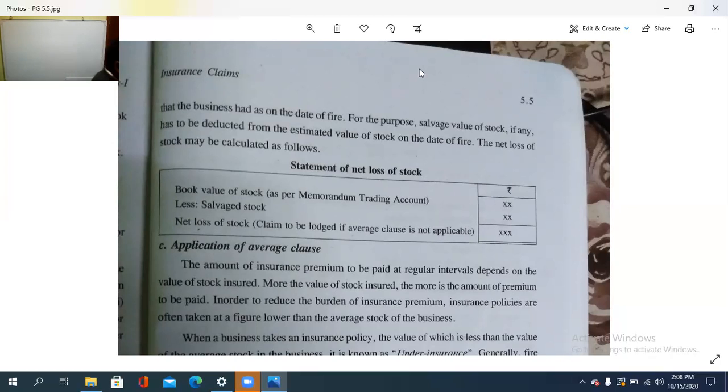ഇത് മാത്രം, അതായത് ചില ഐറ്റംസ് രക്ഷപ്പെട്ടിരിക്കും, അല്ലെങ്കിൽ രക്ഷപ്പെടുത്തും, നമ്മൾ അതിനെ ഒന്ന് വിൽക്കാൻ നോക്കുകയാണെങ്കിൽ റീസെയിൽ വാല്യൂ എത്രയുണ്ട്, അപ്പം ഒറിജിനൽ വാല്യൂ ആയിരിക്കില്ല. ആ റീസെയിൽ വാല്യൂവിനെ കുറയ്ക്കുക, സ്റ്റോക്കിന്റെ ബുക്ക് വാല്യൂവിനെ, മെമ്മറാണ്ടം ട്രേഡിംഗ് അക്കൗണ്ടിൽ നിന്ന് കിട്ടുന്ന ബുക്ക് വാല്യൂ ഓഫ് ദ സ്റ്റോക്കിൽ നിന്ന് കുറച്ചാൽ net value of the stock on the date of fire നമുക്ക് കിട്ടും. അതാണ് സെക്കൻഡ് പോയിന്റ്. What is that?